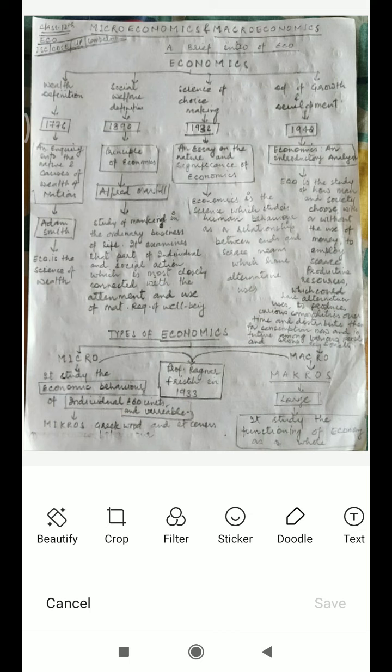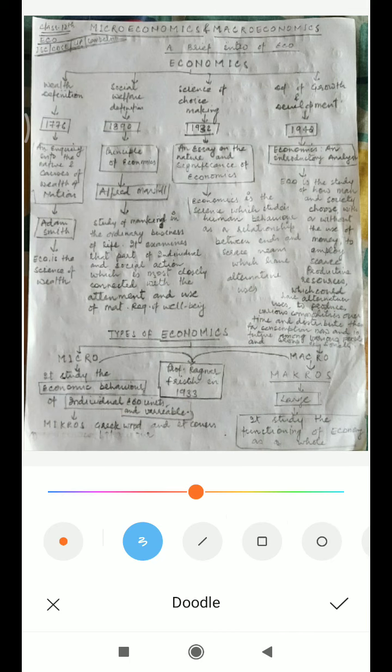Good morning, students. Today we are going to study the class 12th economics, first chapter, that is microeconomics and macroeconomics. But before this, we will see a brief introduction of economics, whatever we have studied in class 11th. Okay, my dear students, first of all, we will understand the meaning of economics.